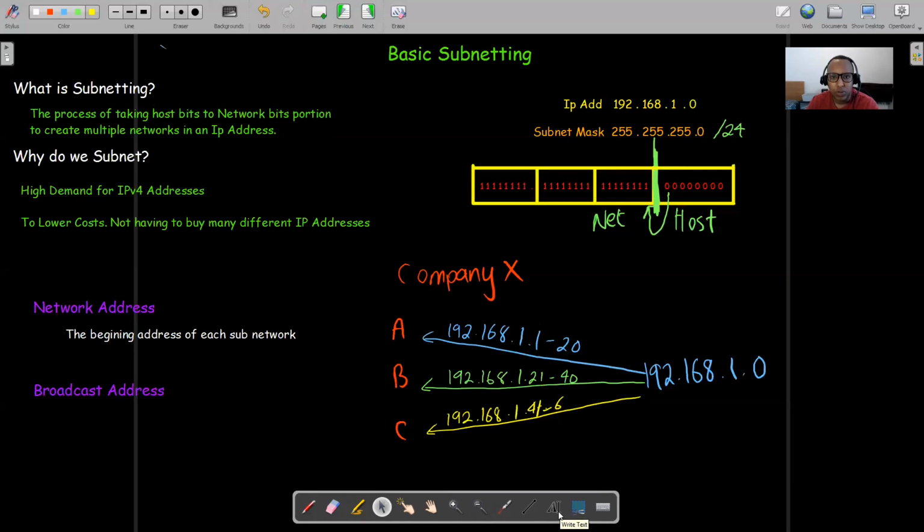And the broadcast address is also used to send messages to all hosts of the network. It's typically the last IP address of the network. So let me just write that down.